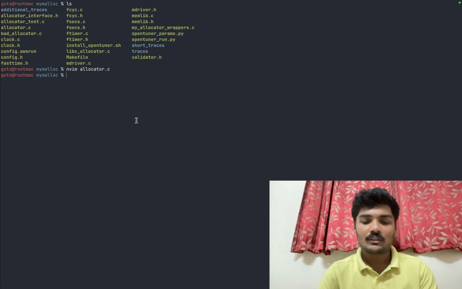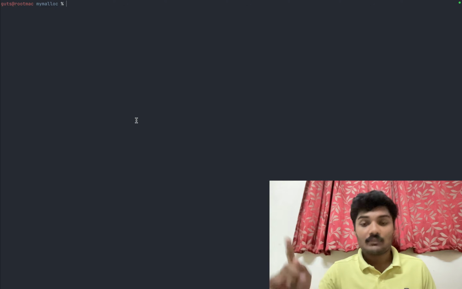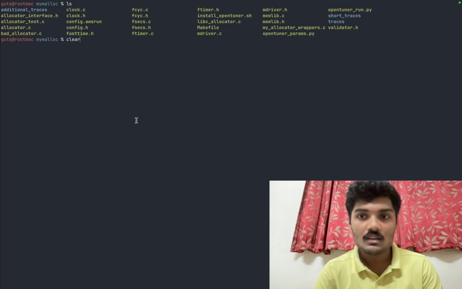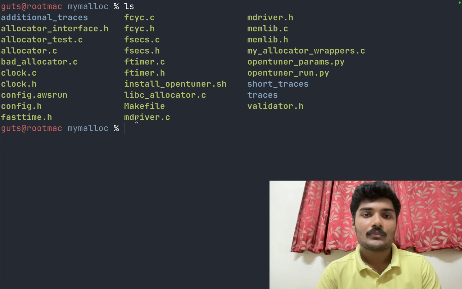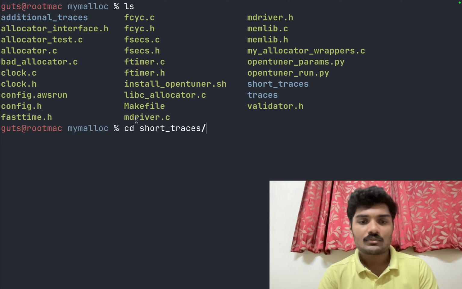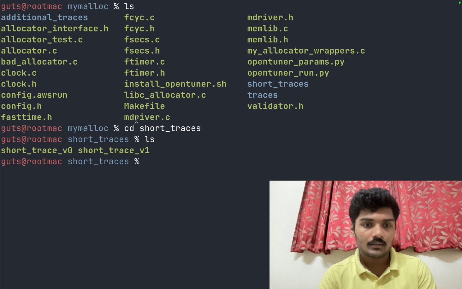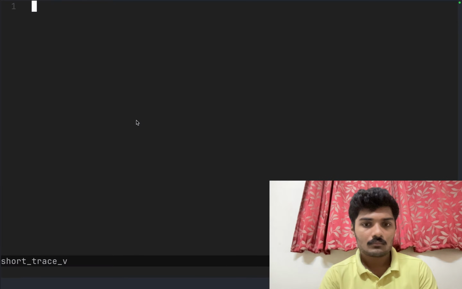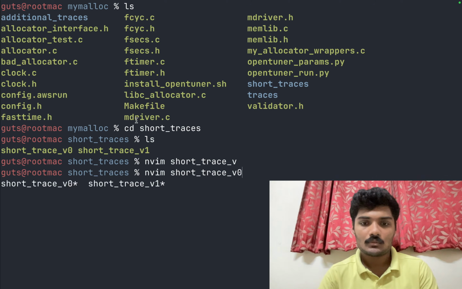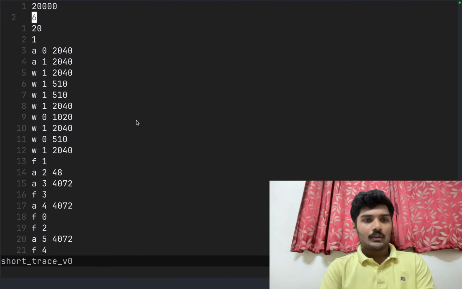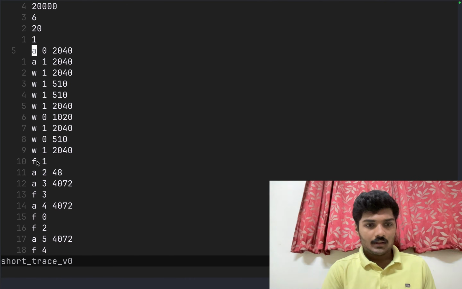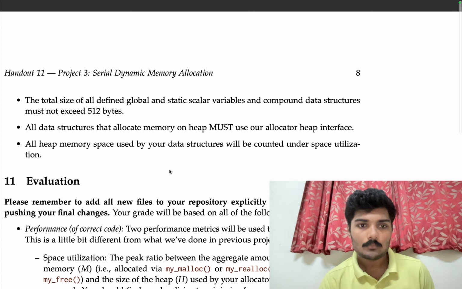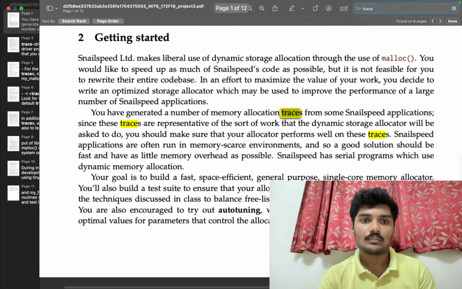So let's first take a look at trace files, because in the last video we forgot about that. Not we, but I forgot about that. So let's do that. Let's take a look at the short traces first, what that is. A was meant to be allocate, W is meant to be write, and F is meant to be, let me just look into the trace file.